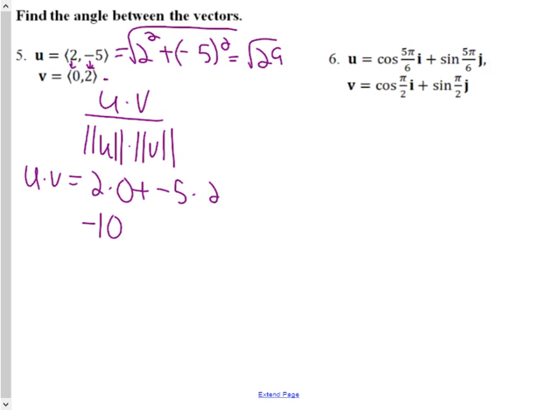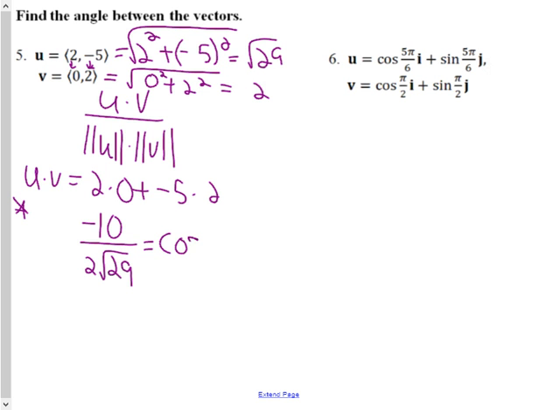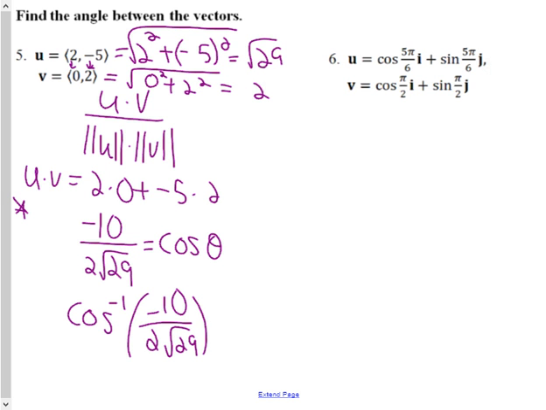Next, 0, 2, what is the length of that vector? It's going to be 2, right? Just to show you, 0 squared plus 2 squared, square root of 2 squared is 2. So right now we've got our dot product, and continue down here. Negative 10 over 2 square root of 29, flipping the order around just to make sense, equals cosine of our angle. So cosine inverse of that will give us our answer. So I've got cosine inverse of negative 10 over, again, don't forget this is all in parentheses, gives you 158.199.